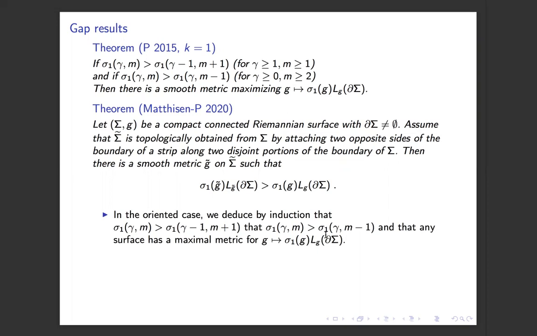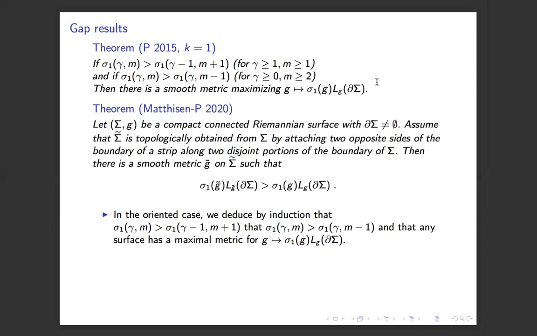So you start with the flat disk. You glue on this flat disk a strip along the boundary of the disk, and we obtain a surface with two boundary components. It is like an annulus. And we take the metric G tilde on this annulus given by this theorem, such that we have this strict inequality. Then, thanks to this theorem, we have a smooth metric maximizing the first Steklov eigenvalue on the annulus.